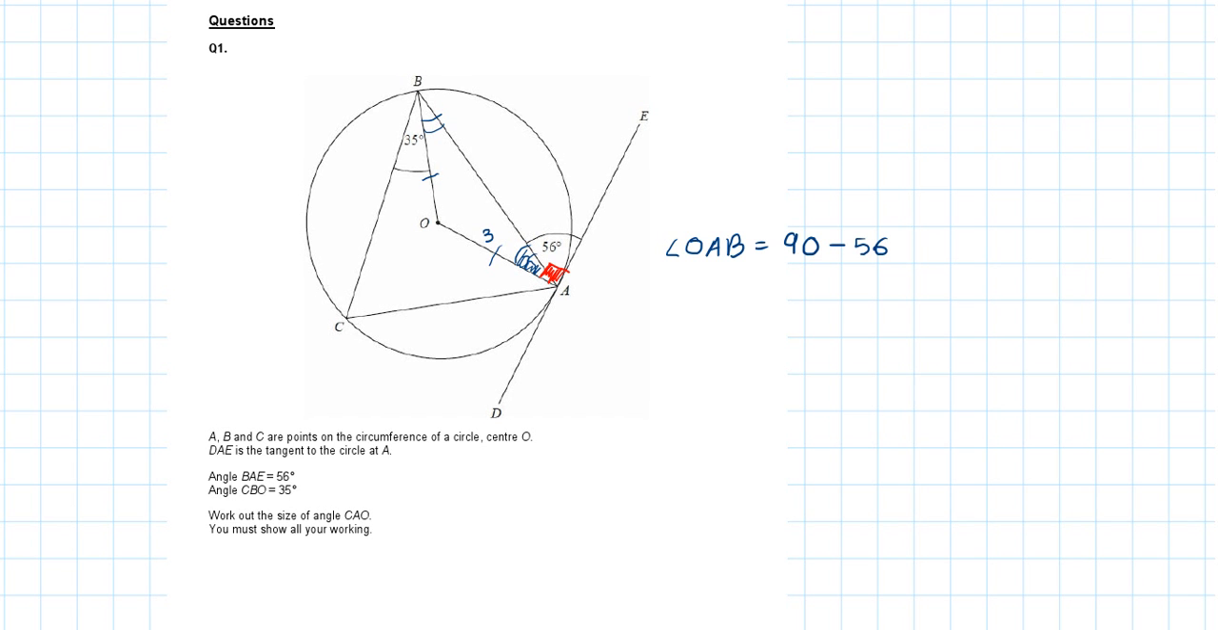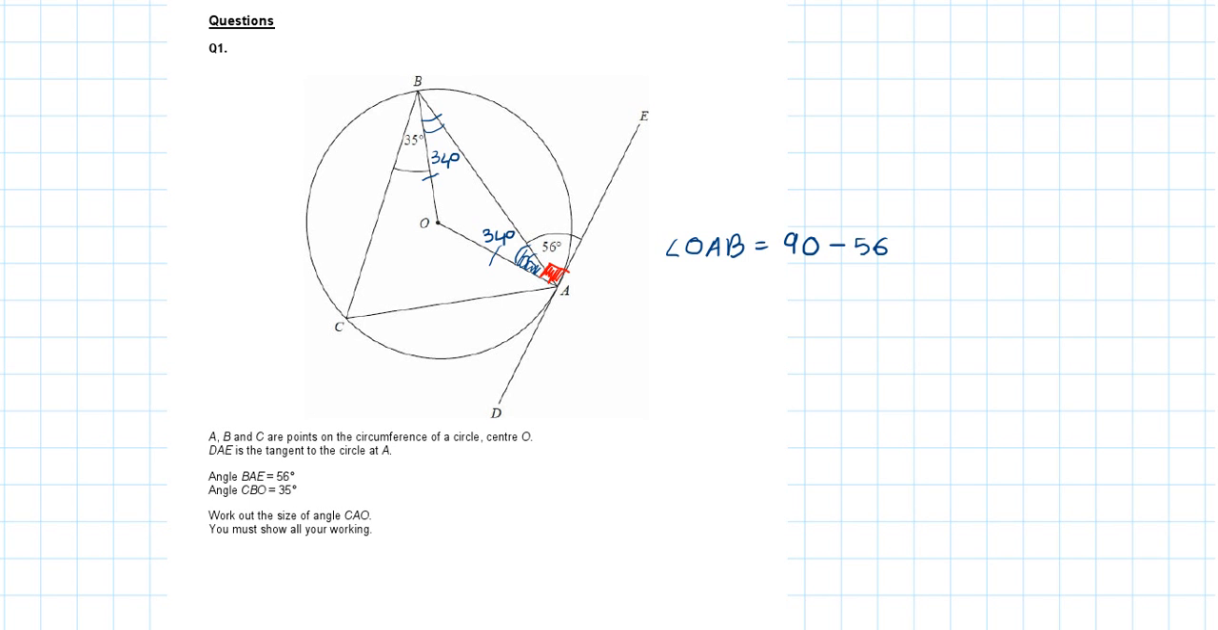So if this one is 34, this one is also going to be 34 degrees because base angles of an isosceles triangle are equal. And if those two are 34, that's going to be 68. Then you do 180 minus 68, and then you can work this one out.